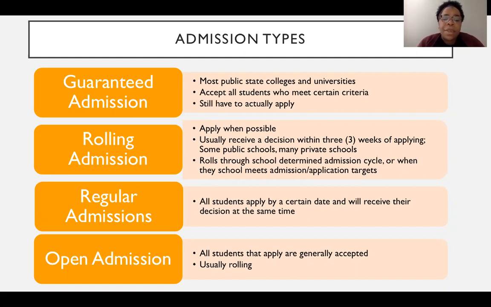And then next up is regular admissions, and this essentially is that all students apply by a certain date and then receive a decision at the same time. This is common with private institutions and really selective institutions. So say, for example, they'll say the application deadline is December 1, and that they will be releasing all of their decisions on February 1. Again, this is common for those really selective institutions and for a specific type of institution and an application type, which I'm going to discuss here in a minute.